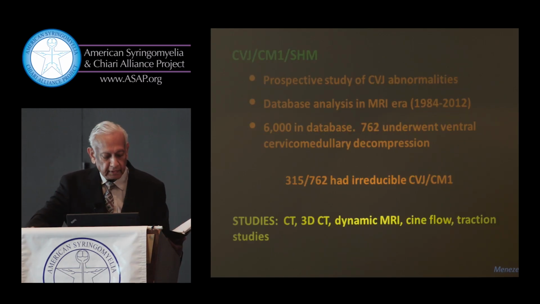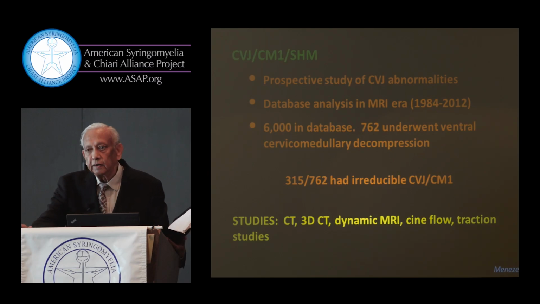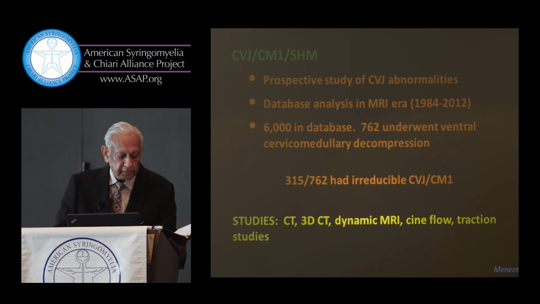This is a database analysis of patients with irreducible or immobile ventral compression. Ventral means from the front of the craniovertebral junction, that's between skull and spine. When we use the word craniovertebral junction, we're talking of a bone. When we talk of cervicomedullary junction, that's the neural structures. An irreducible abnormality is one which does not change with motion or traction.